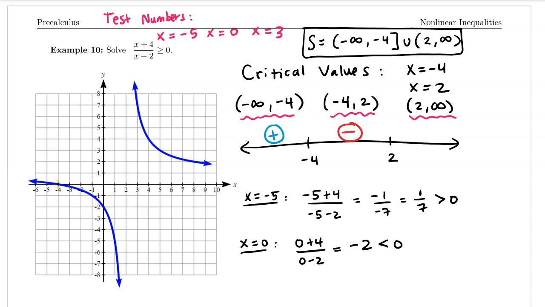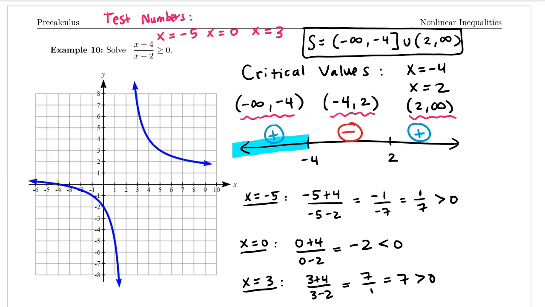And then x = 3 was my last test number. And I'd have (3 + 4)/(3 - 2). That's going to end up equaling 7, which is positive. And so on my number line, I can indicate that that's positive. And again, we already knew that. So I'm looking for positive.